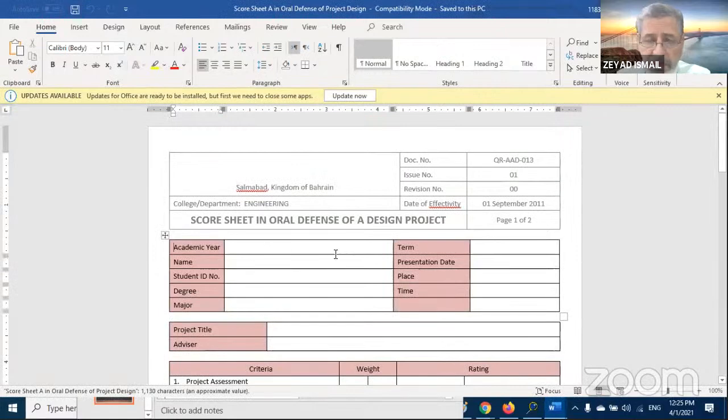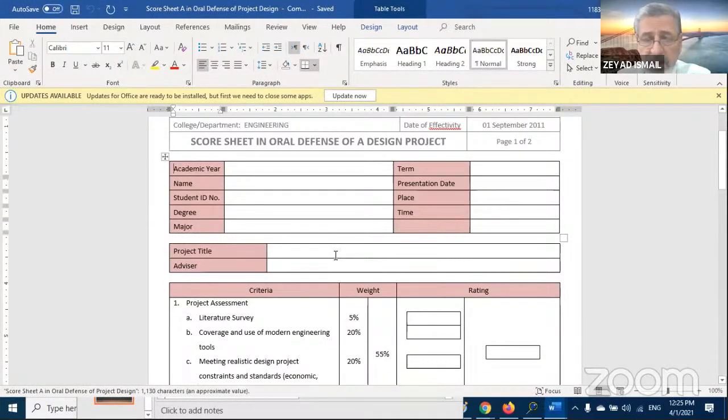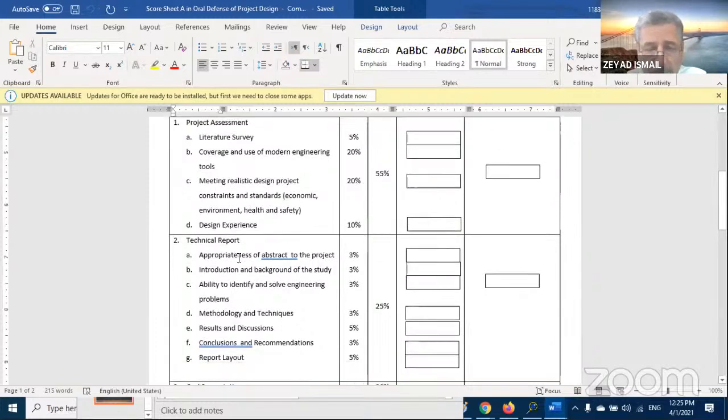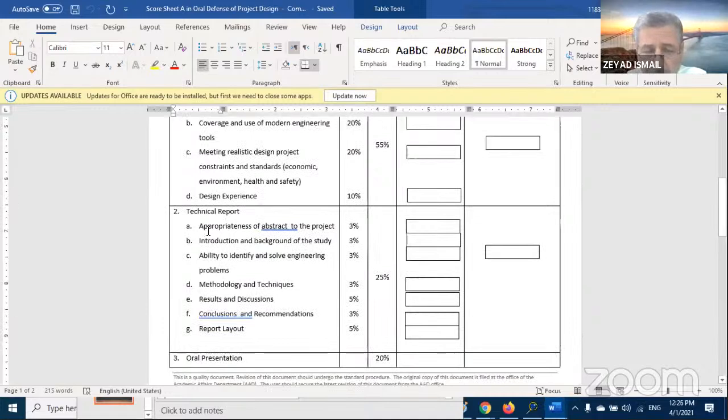There is a score sheet for that, which the committee will fill in. As you see here, the project assessment will include the literature survey, coverage, use of modern engineering tools, meeting realistic design, and so on, design experience. These will have about 55%. And then the technical report will include the appropriateness of the abstract to the project, introduction, background, ability, the methodology he's using, and results.